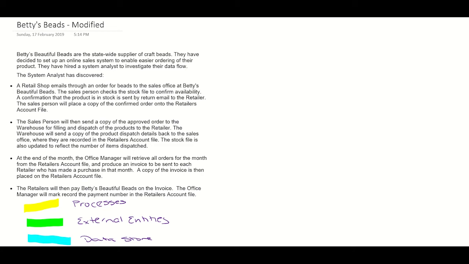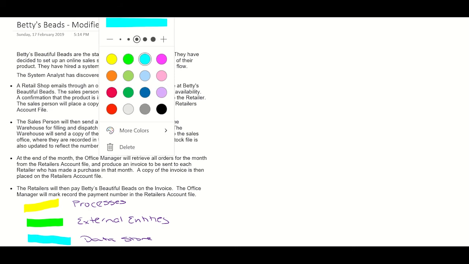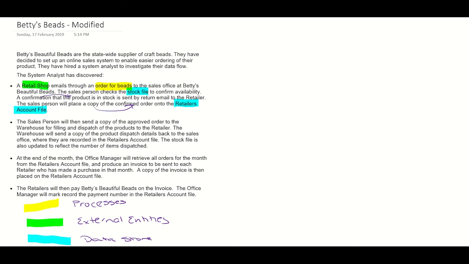So they're going to be an external entity. Dispatch products to the retailer. So he'll send a copy.